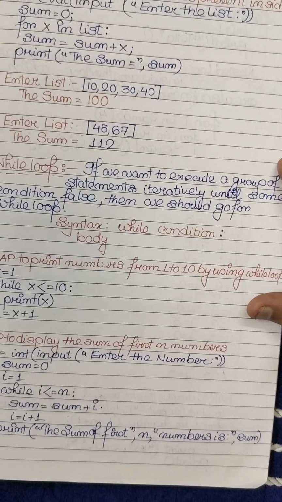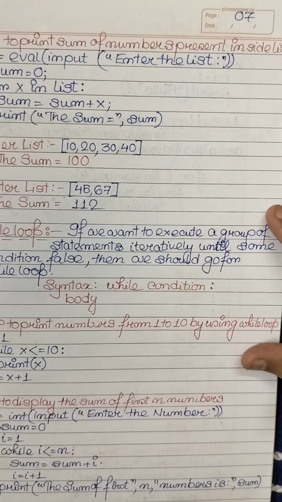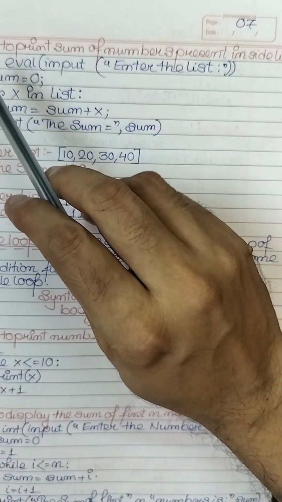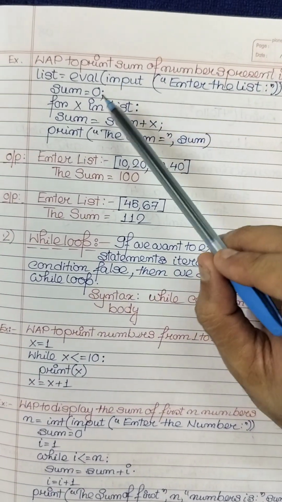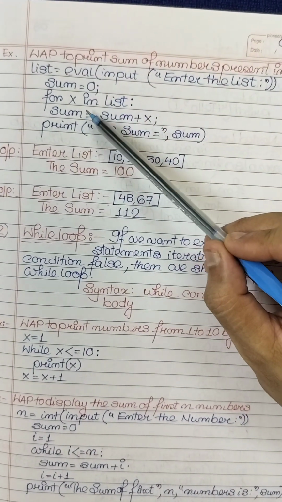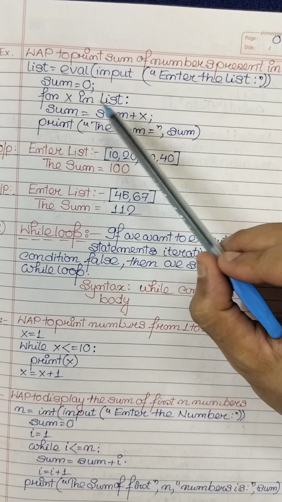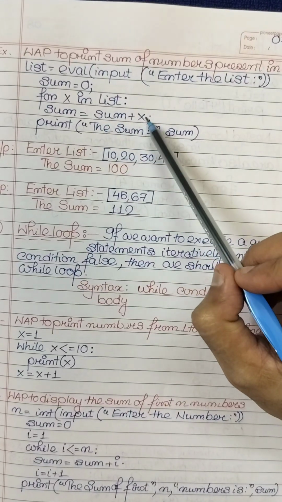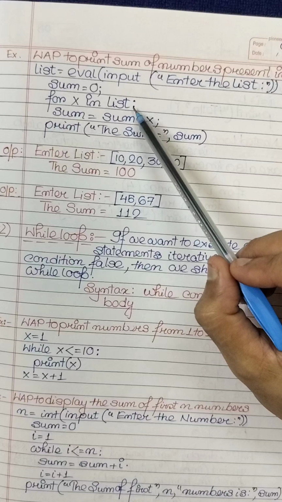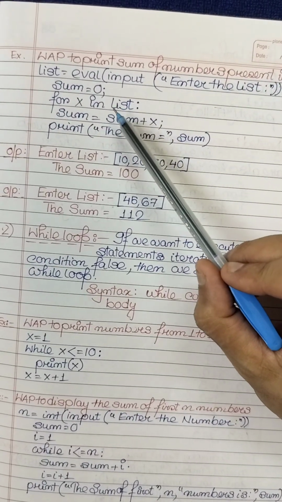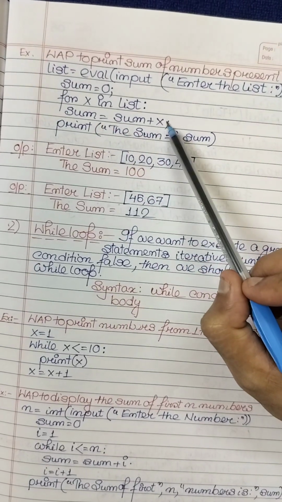The first program is to print the sum of the numbers present inside a list. First we have to create the list, using eval(input()), enter the list. sum = 0, for x in list: sum = sum + x. Whatever number x is, it is added to the sum. sum = sum + x.